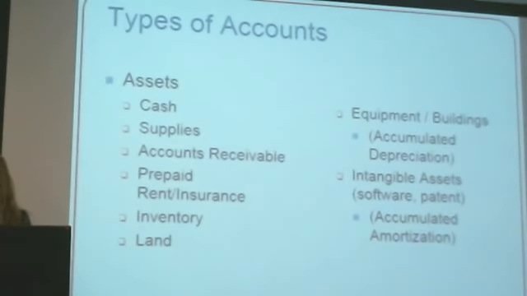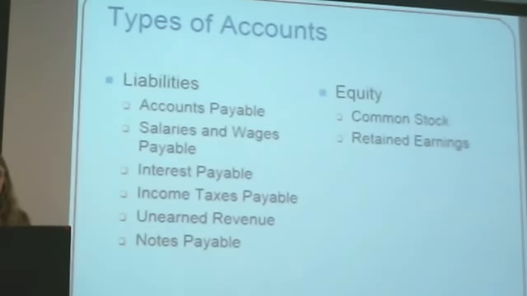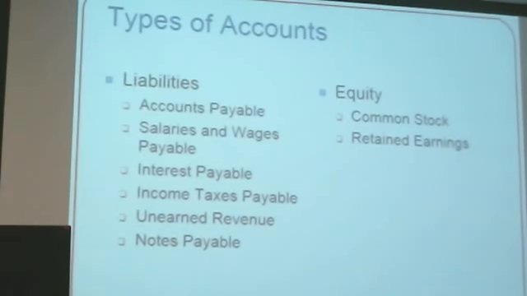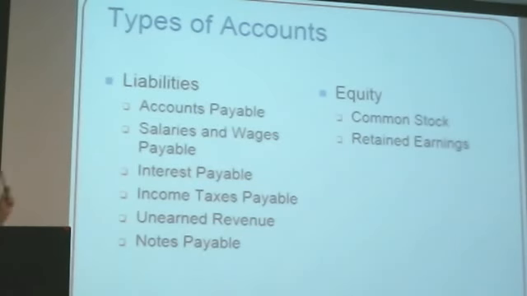Is that what you're asking? Can you say that again? A contra asset account increases with a credit rather than a debit, which is why I put them in parentheses. Okay, liabilities and equity. Accounts payable, salaries and wages payable, interest payable, all your different payables, including our bank loans, notes payable, and then our friend unearned revenue, which is a liability, not revenue. Okay, equity, two accounts, common stock and retained earnings.